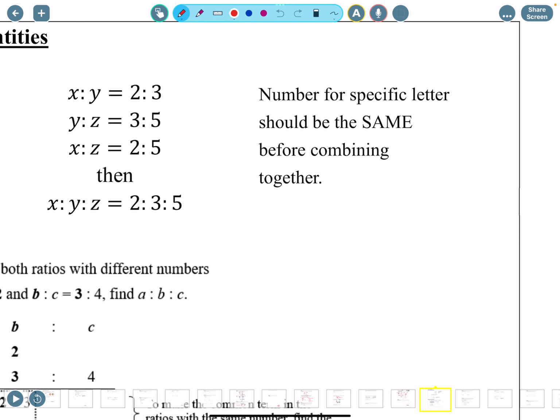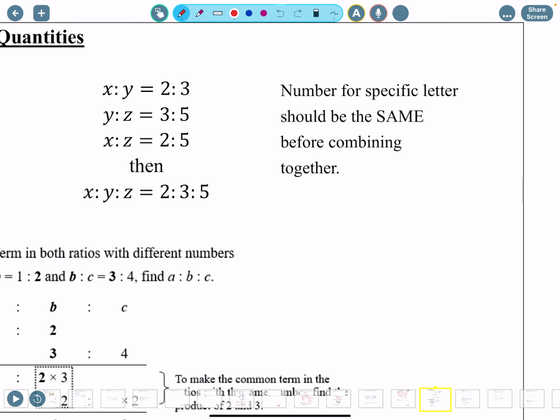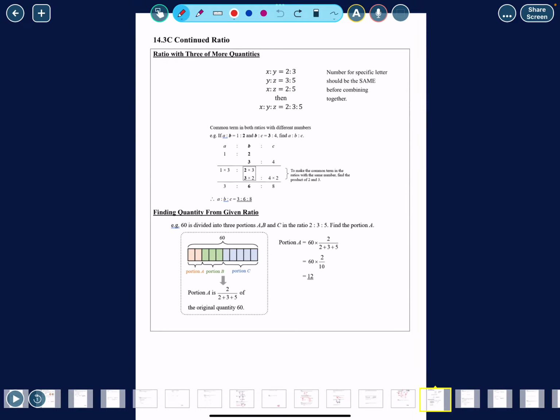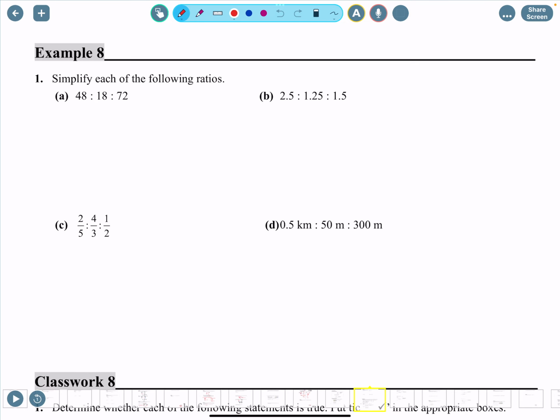Now, it might get confusing because there are going to be so many ratios in front of you. But basically, if you can connect a letter with the same number, then you can combine them into a single ratio. X, Y, Z will be 2, 3, 5. I'll probably explain this in class. Let's just go straight to a question.